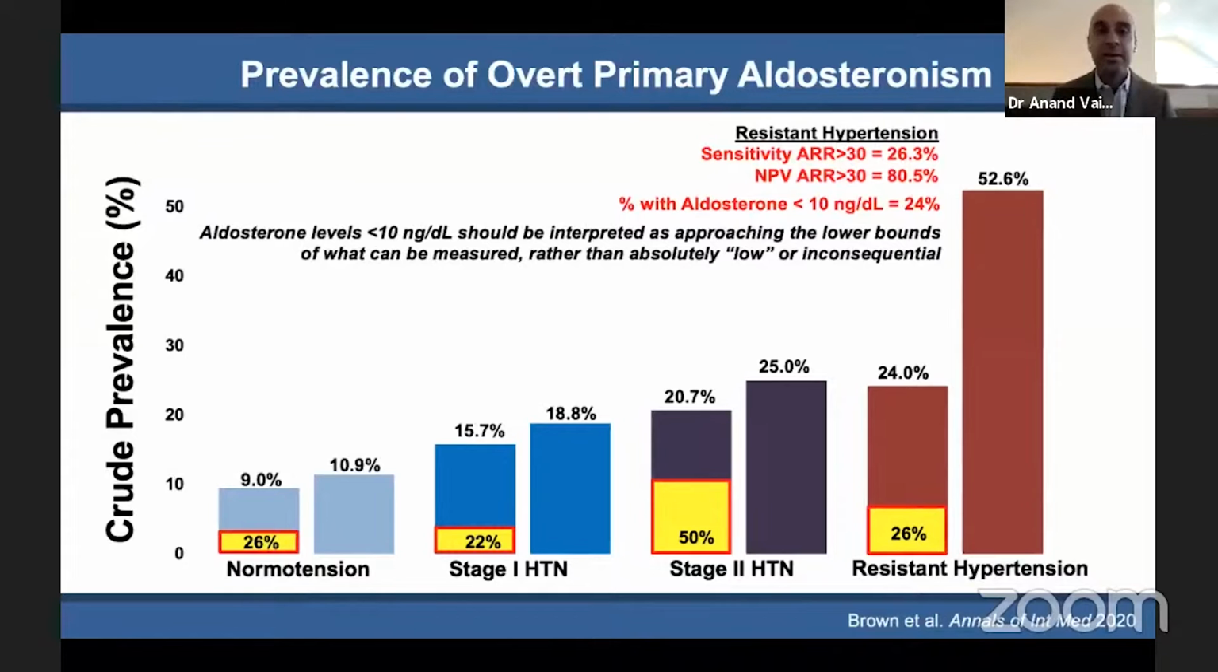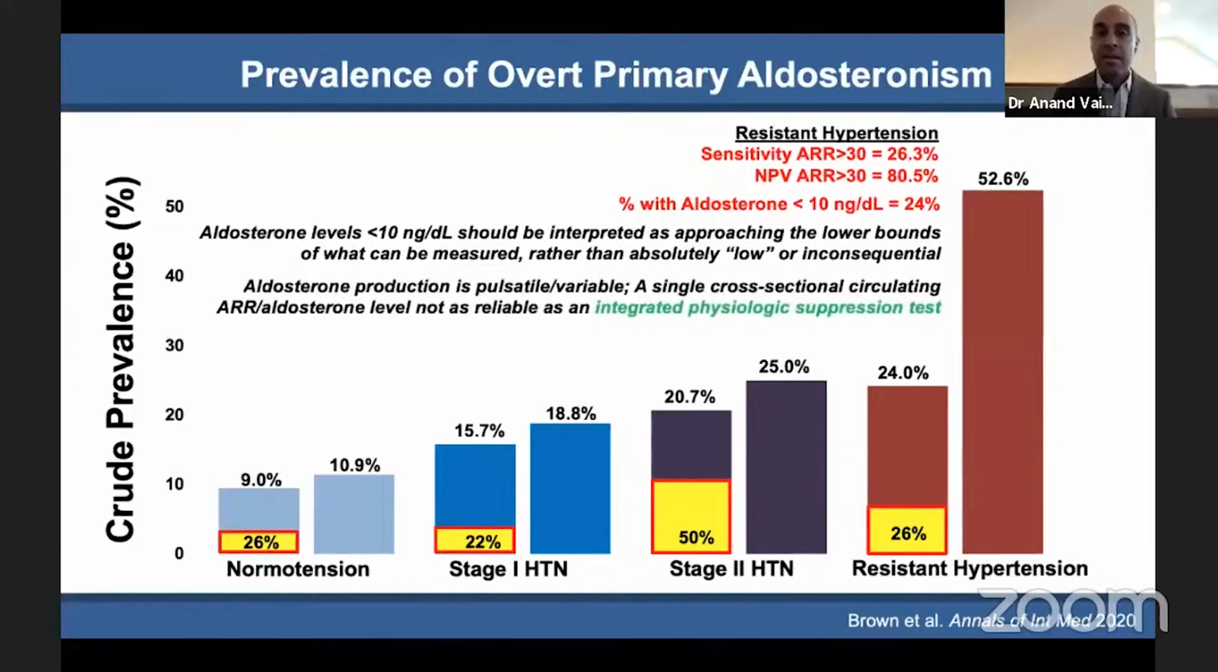So as I said earlier, a low aldosterone value, for example, less than 10 nanograms per deciliter, is not really low. It's just on the lower end of the assays that we use. And it doesn't exclude the diagnosis because aldosterone production is pulsatile, it's variable. A single value doesn't reflect continuous or 24-hour integrated physiology and should not be used as a reliable exclusionary criteria.